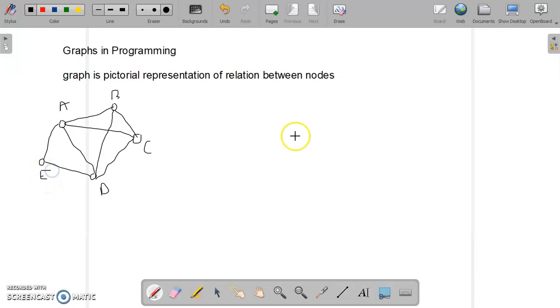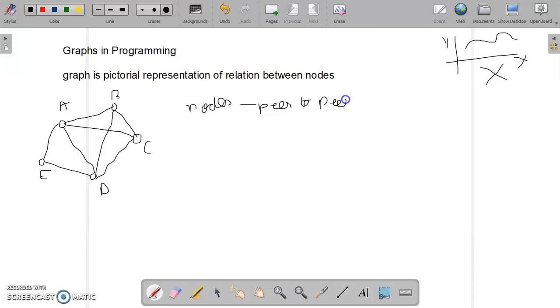The graph should not be confused with the mathematical graph in which we have an x-axis and a y-axis, and the line series or the pie charts or the area under the curves are calculated. This is not the graph that we are talking about. We are talking about this type of graph where we have nodes that have a peer-to-peer relation and we have edges that connect the nodes.